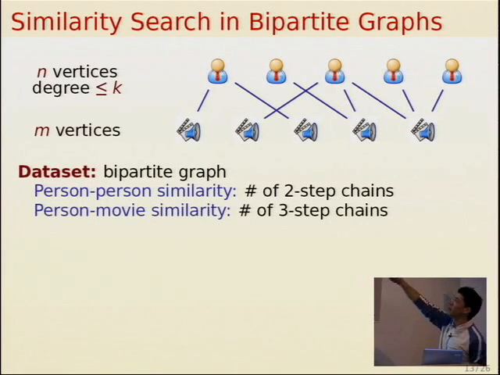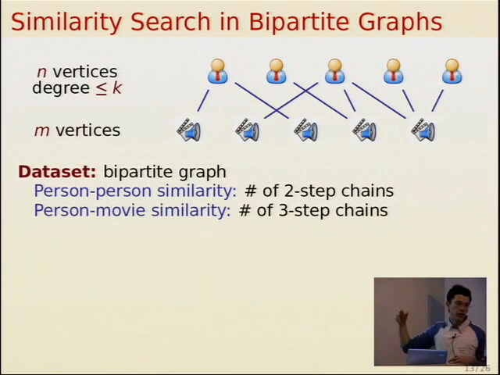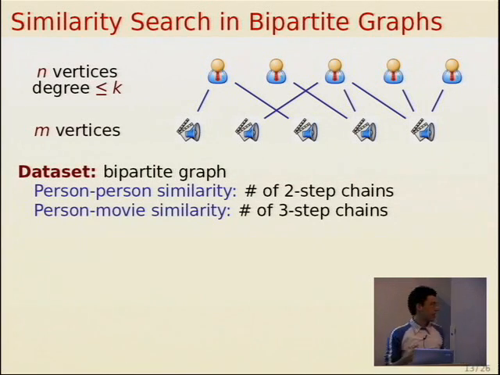So assume you have a bipartite graph, say, between people and movies. We have n people. We have m movies. Every person likes no more than k movies. So it's binary. Either I like it or I don't. Or you can think of people and advertisements and who clicked on what, whatever you like. And we can define that person-person similarity is just the number of joint movies we both like. And the more tricky thing is person-movie similarity. Let me explain.